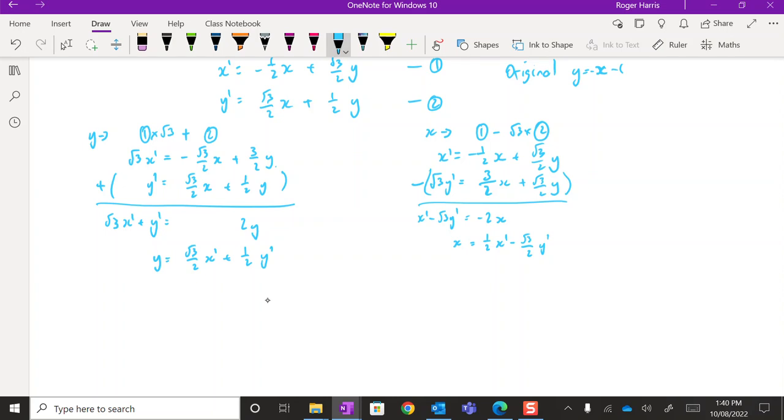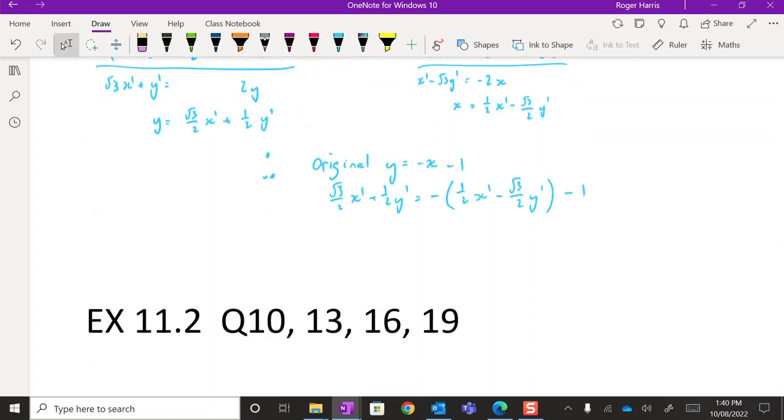So let's have a look. Therefore, the original was y equals negative x take 1. I'm going to change my y to be root 3 on 2x1 plus a half y1. And I'm going to change my x to being half x1 minus root 3 on 2y1 minus 1. Now I'm going to get all my x's together and all my y's together. Okay, and then hopefully it is all over and done. So, collecting all my like terms, I'm going to put the y's on one side and the x's on the other side. That's what I'm going to do.